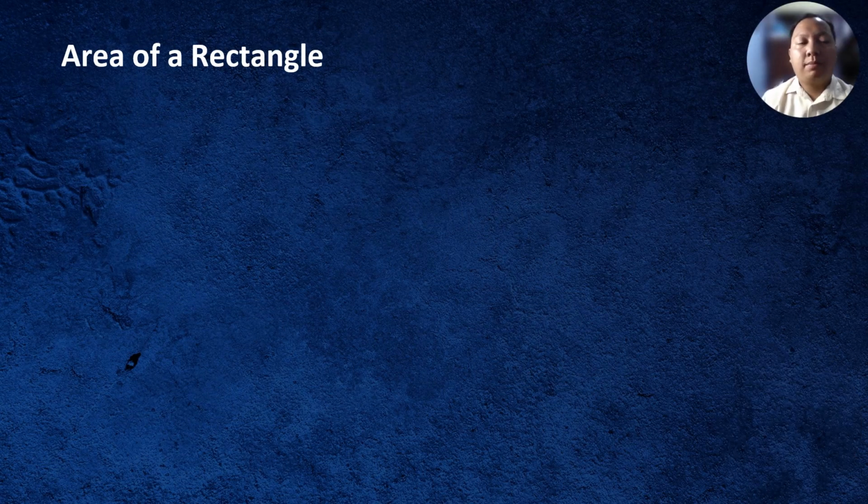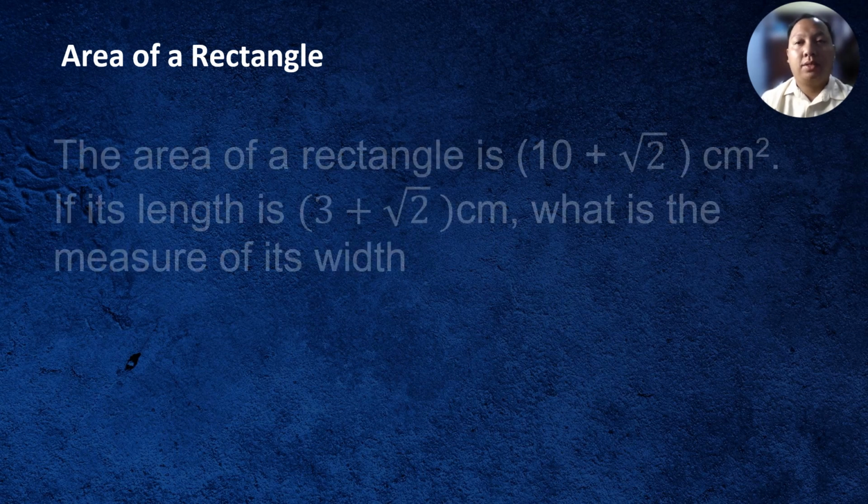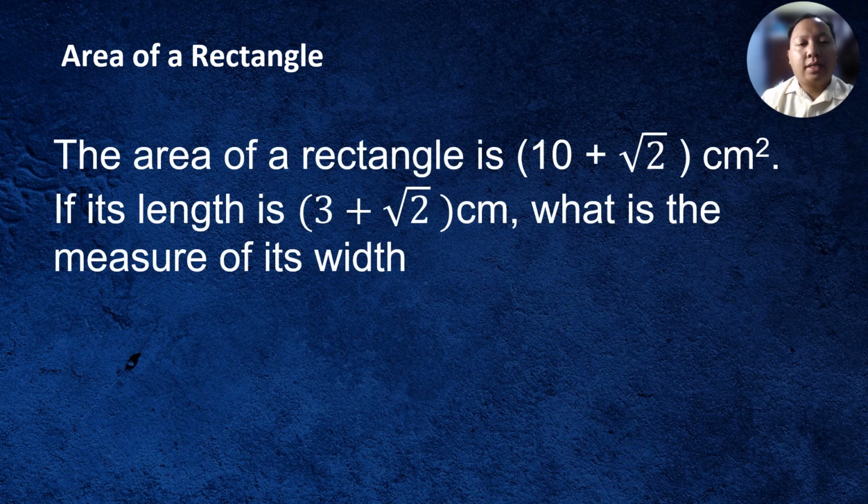Now, next type of problem is the area of a rectangle. Let's read the problem first. The area of a rectangle is quantity 10 plus square root of 2 square centimeters. If its length is 3 plus square root of 2 centimeters, what is the measure of its width? This time, hindi area ang hinahanap. Ang hinahanap ay yung width. So, gagamitin pa rin natin yung same formula. Area is equal to length times width. So, substitute natin.